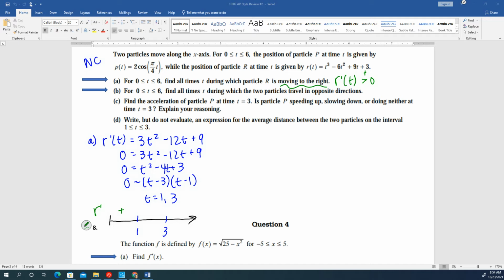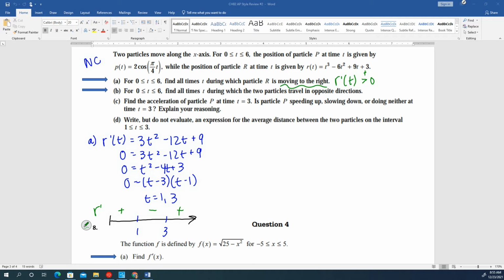Okay, if you plug in 2, you have 12 minus 24 plus 9. That's going to give us a negative value. Then if I plug in something like 4, I have 16 times 3 minus 12 times 4 plus 9. That's going to give us a positive value. So you kind of have to do that mentally in your head. You don't have your calculator for this.